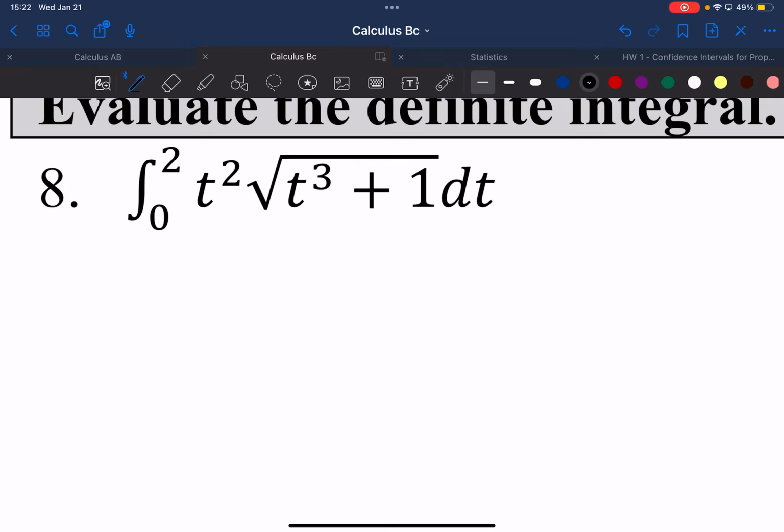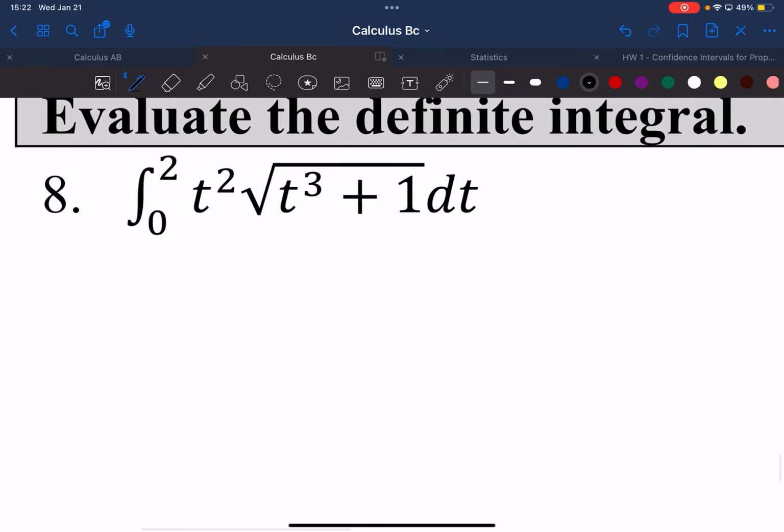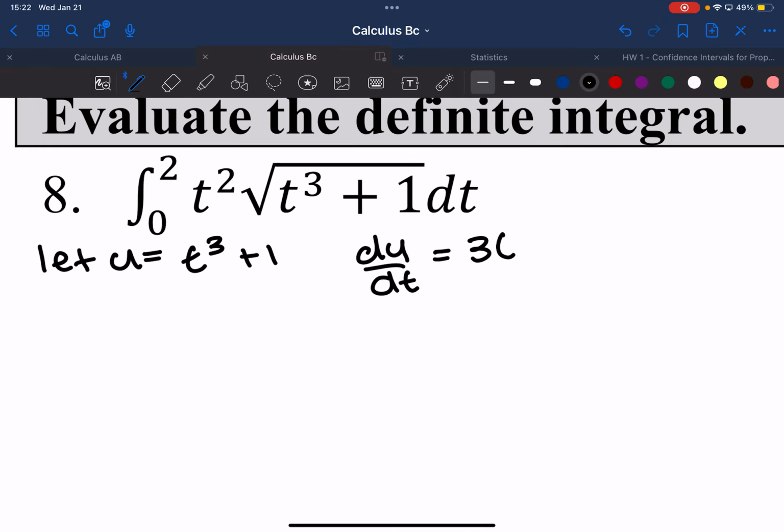So for this one, we're doing the same process of defining our u. So what is u? u is t cubed plus 1. So du dt is equal to what? 3t squared, which means that dt is equal to du over 3t squared.